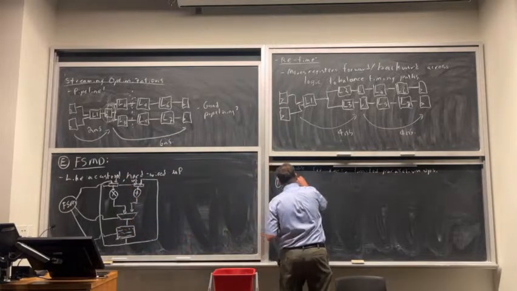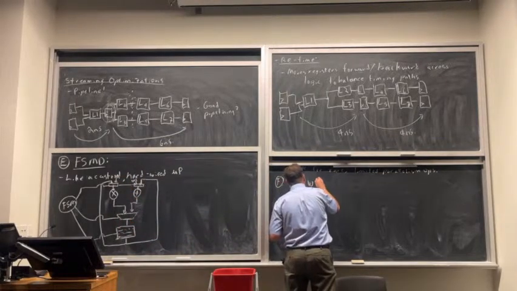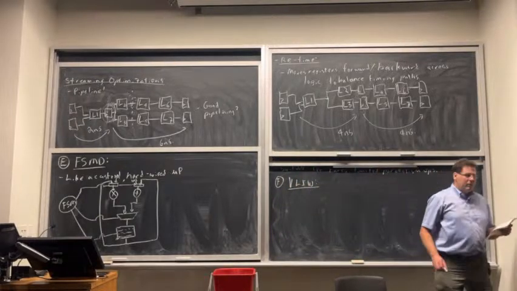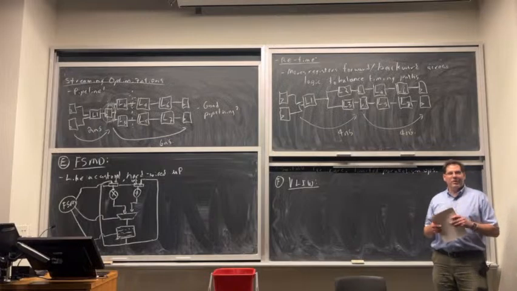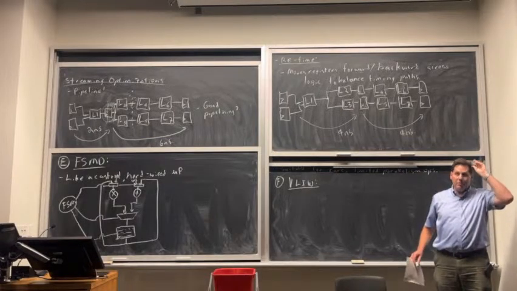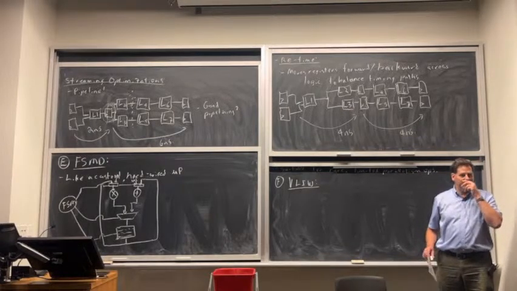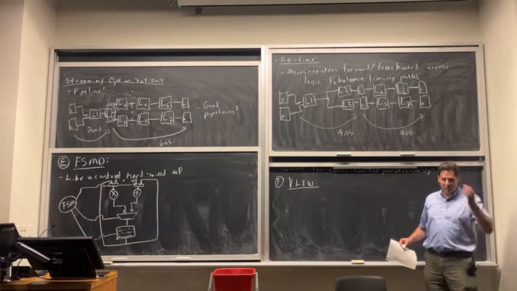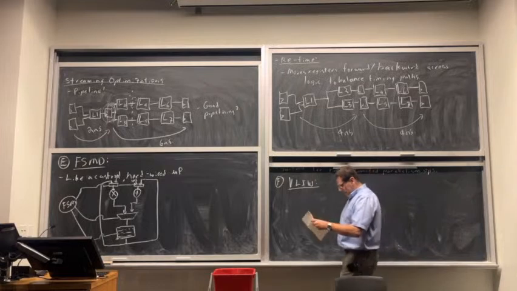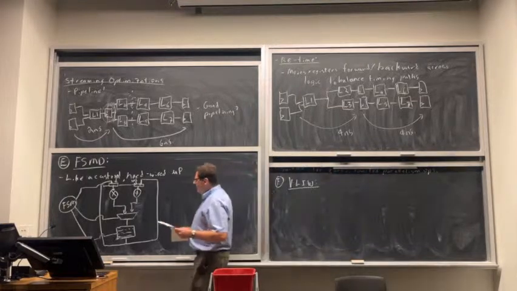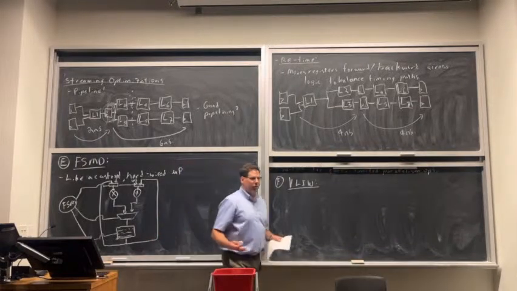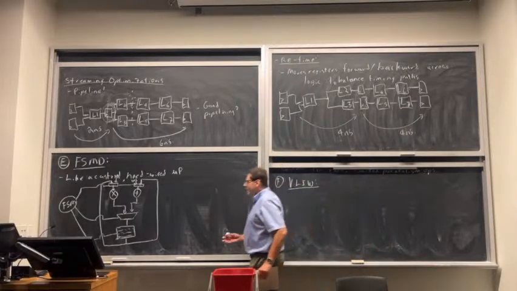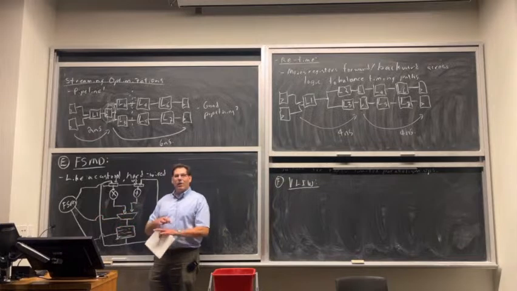Let's see. Next one is VLIW. So what does VLIW stand for? Some of you have probably seen this acronym before. Has anybody seen it? Yeah, very long instruction word. So it's just a form of processor. And so it basically means you're going to control your data path with instructions. And in very long instruction word processors, it's okay if the instruction has a lot of bits.